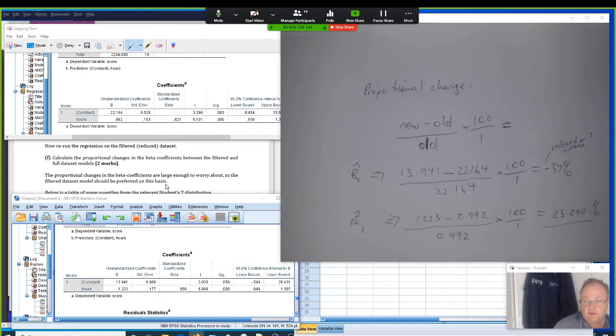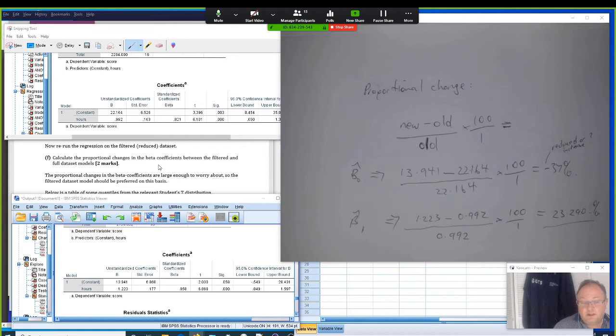All right, the proportional changes in the beta coefficients are large enough to worry about. So the filtered data set or the reduced data set should be preferred. I mean, a 20% change in the gradient, or the gradient represents what for B1? The nature of the regression relationship, doesn't it? So that's a big change, a 20% change. That's not 2%. That's a big change in the nature of the relationship, and where the y-axis falls is a change also. So there is a significant change.